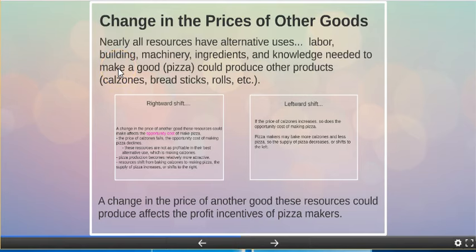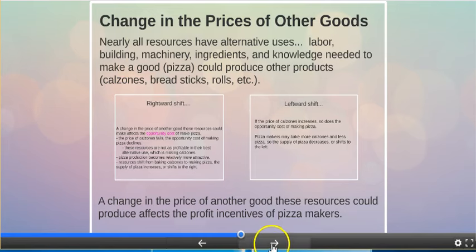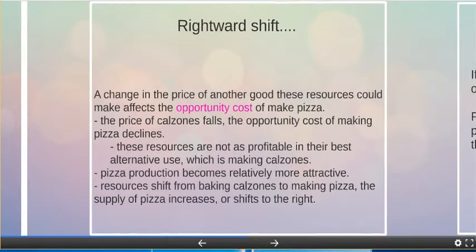Okay, changes in the price of other goods. Nearly all resources have alternative uses. The labor, building, machinery, ingredients, and knowledge needed to make pizza could produce other products. They can make breadsticks, calzones, rolls, and other baked goods. So a change in the price of another good these resources could produce affects the profit incentives of pizza makers. Let's talk about the rightward shift.